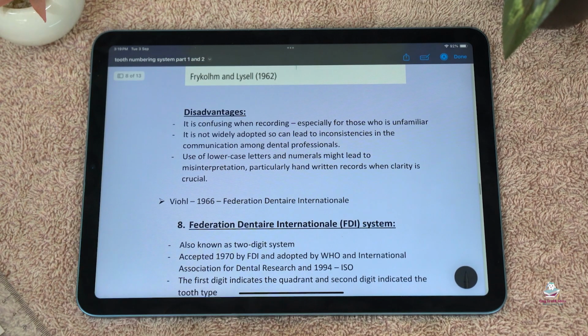But the disadvantages are the same. It is confusing when recording, especially for those who are unfamiliar. It is not widely adopted, so it can lead to inconsistencies in communication among dental professionals. Use of lowercase letters and numerals might lead to misinterpretation, particularly in handwritten records when clarity is crucial.